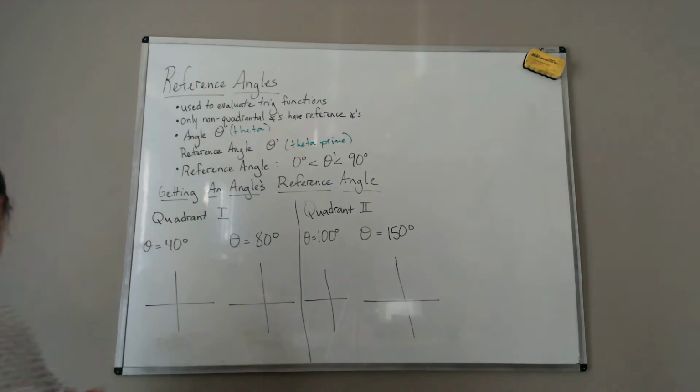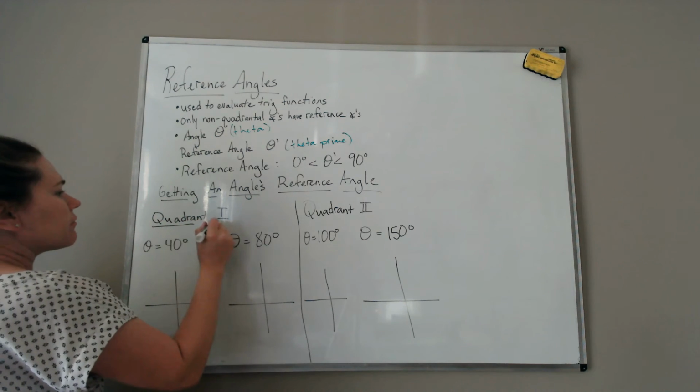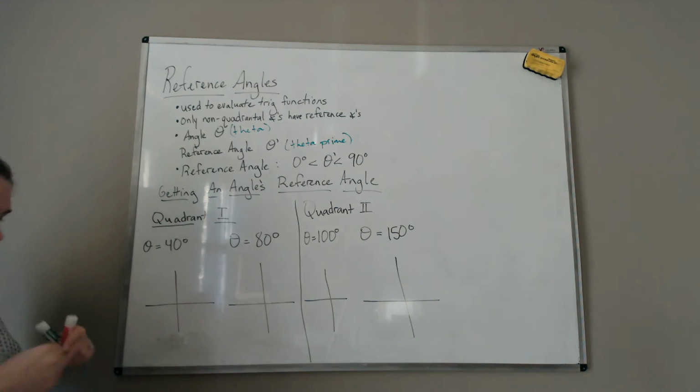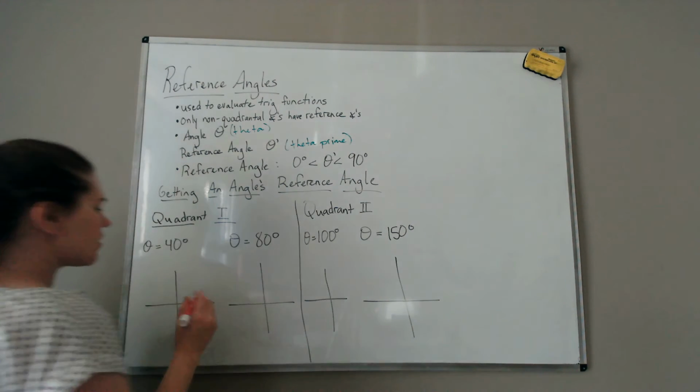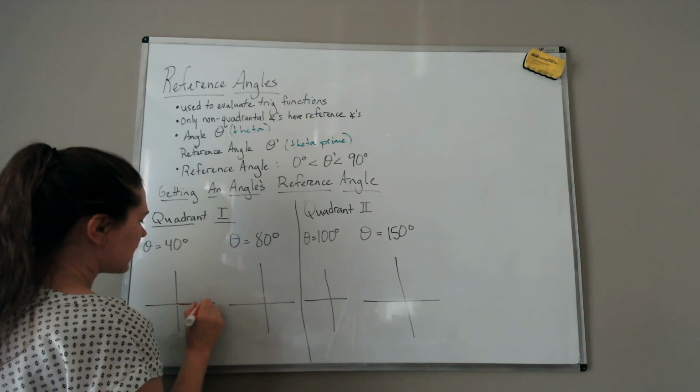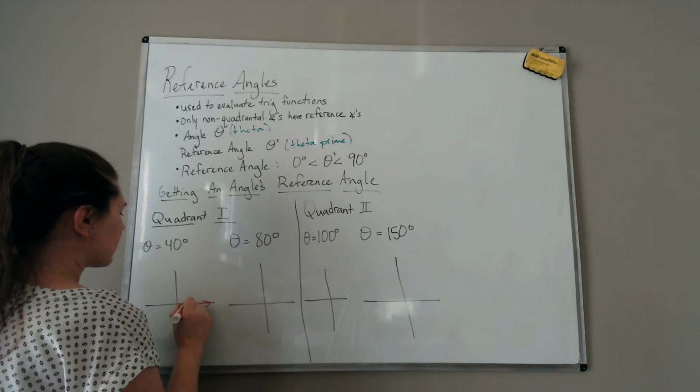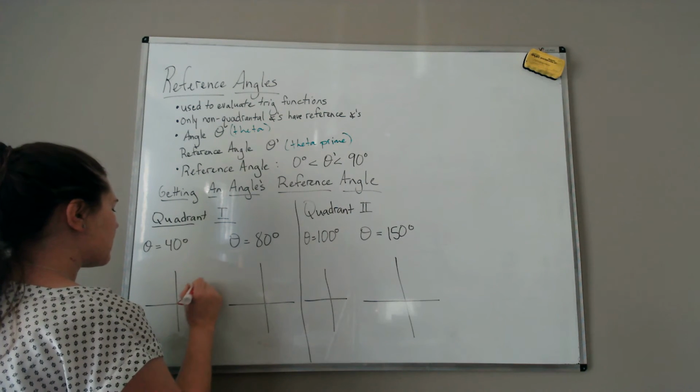So it goes differently based on what quadrant you're in. If you're in quadrant 1, okay, so theta is 40 degrees. So I'm going to draw theta. So this is theta. We rotate up 40 degrees.